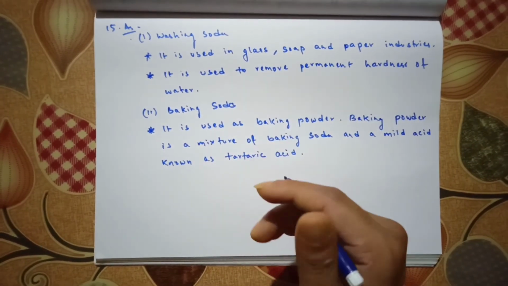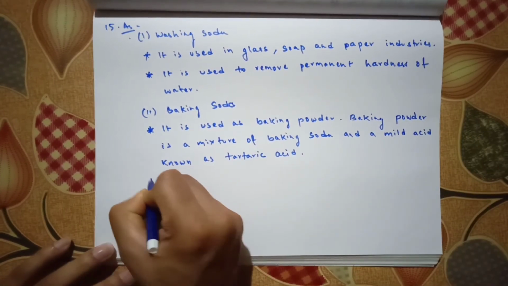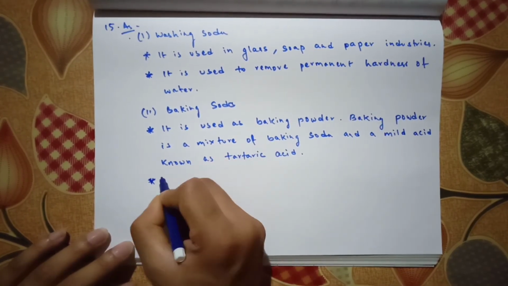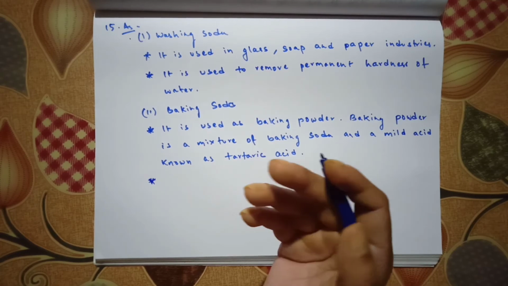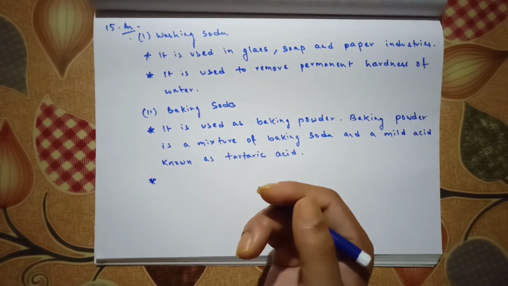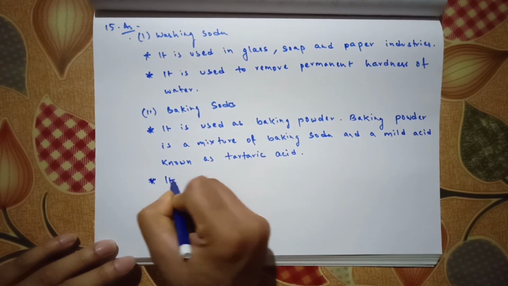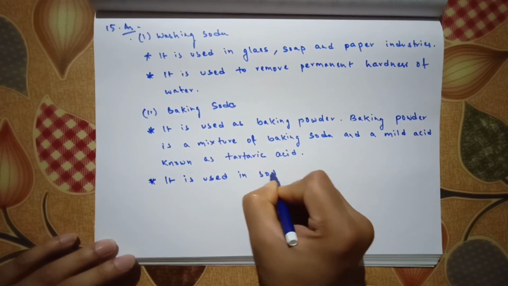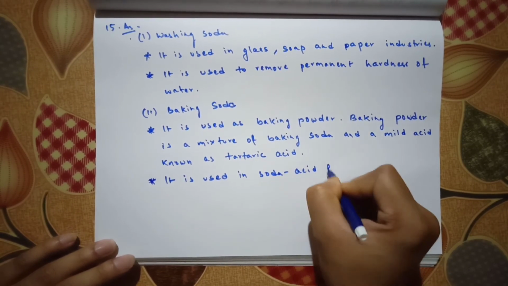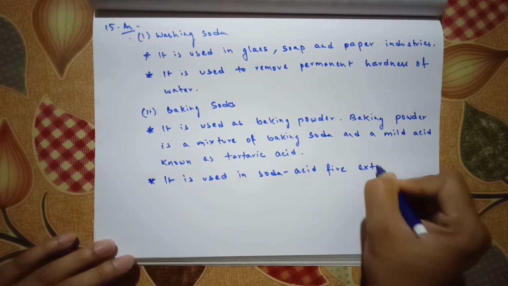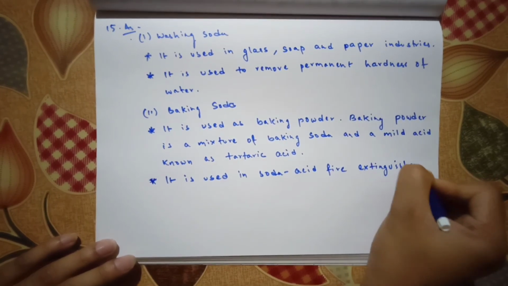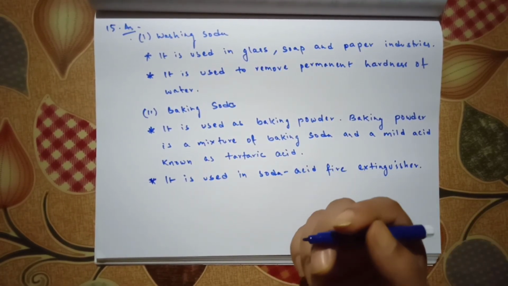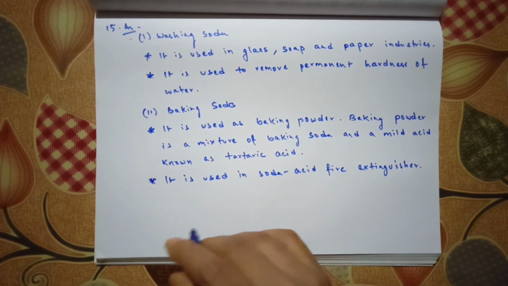And you can also see the use of baking soda in your house, because your parents will be preparing many things using baking soda. I guess your parents will also be able to answer the use of baking soda in household use. Then the next point: it is used in soda acid fire extinguisher, because here CO2 is present, and CO2 is a very useful way of stopping fire.